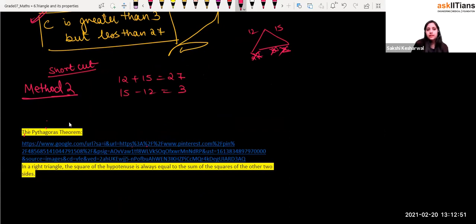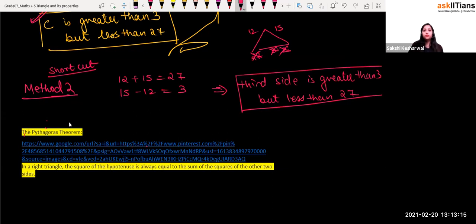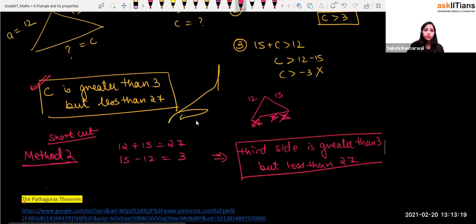Now over here we say that from here you got the range, or not? So from here we get the third side: the third side is greater than 3 but less than 27. That's all. We got the result. So this is known as the shorter method, and that one is the longer method. Longer method means you got the approach, why it is and why it is not, right? So this is how we do the approach.